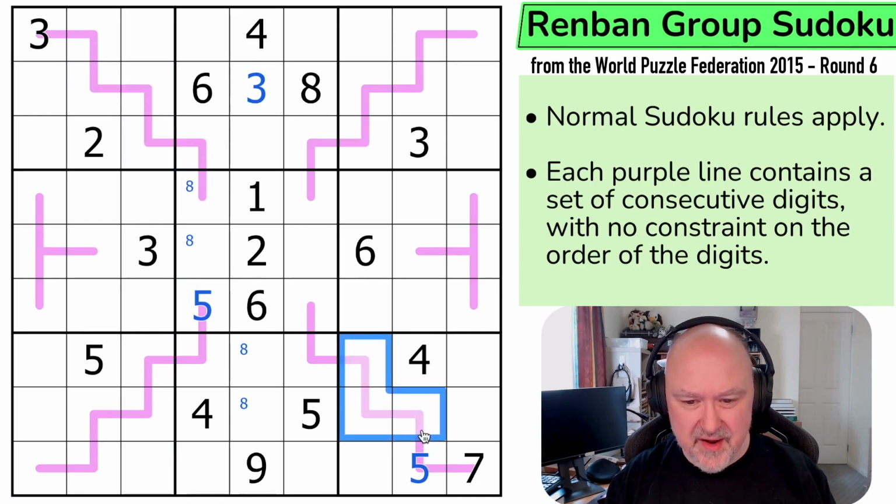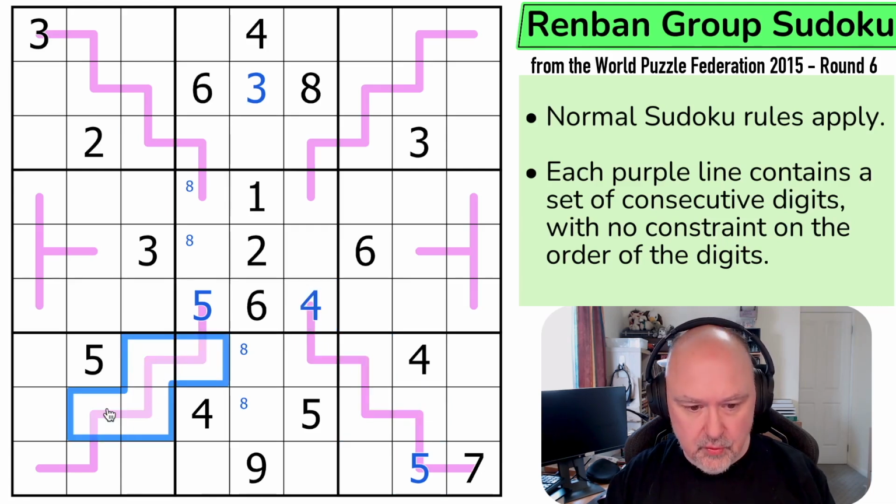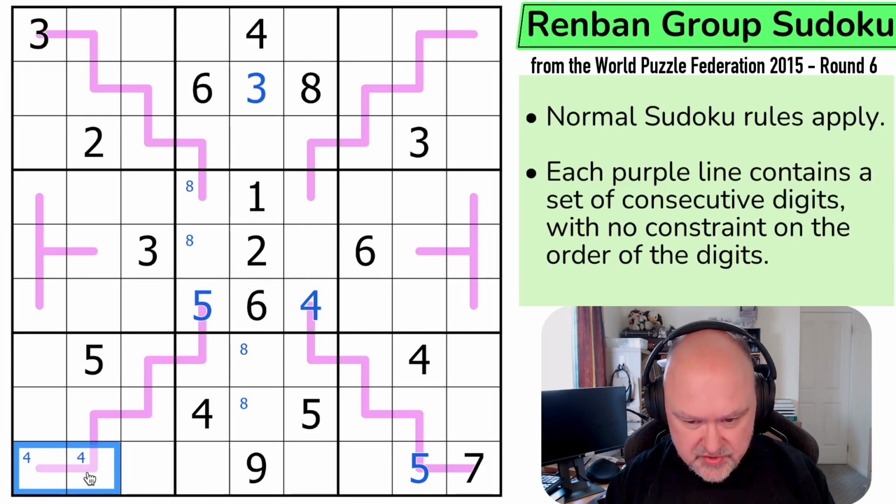Actually, no, now I want to ask about 4 on this line because 3 through 7, remember? I can't put 4 there and that 4 sees that one. So that becomes a 4. I have to put 4 on this line. It must be in one of those two.